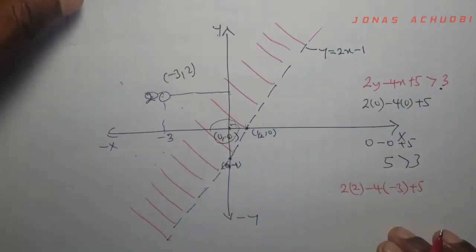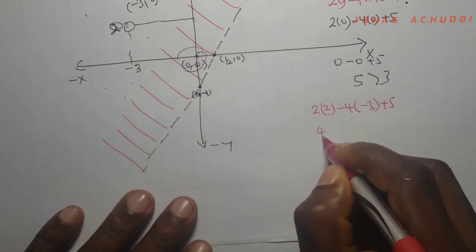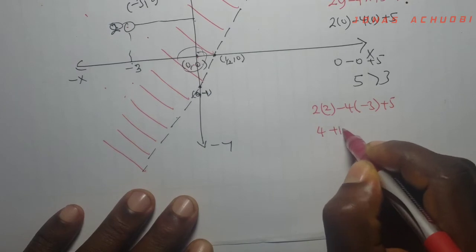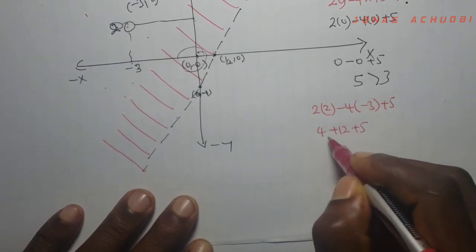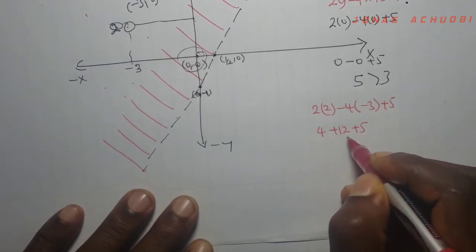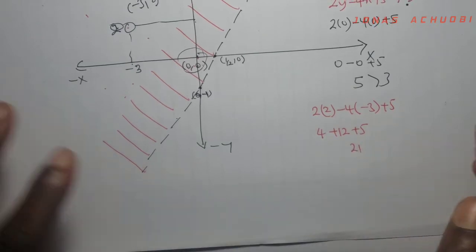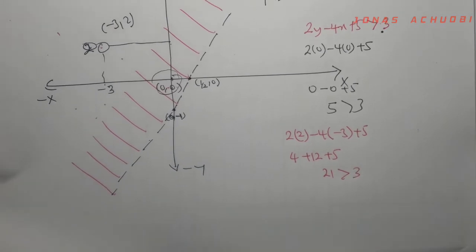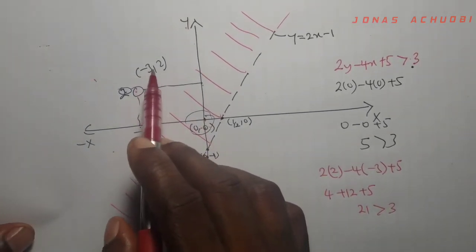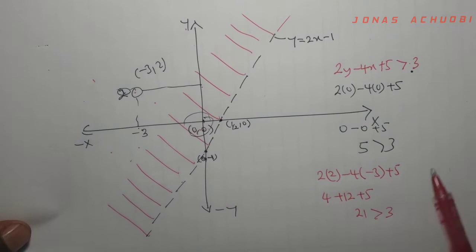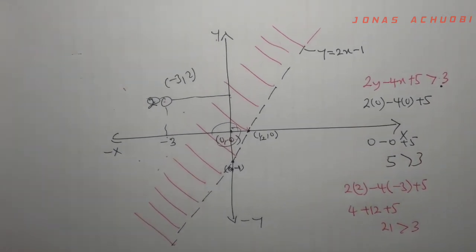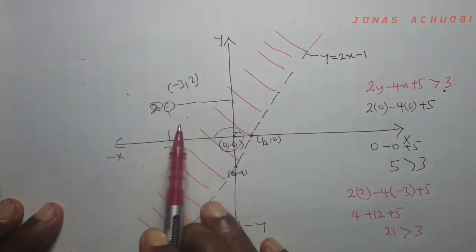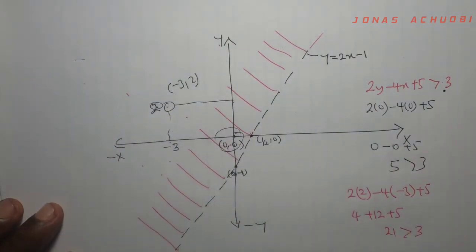Let's see where it takes us. 2 times 2 is 4, minus 4 times minus 3 is plus 12, plus 5. So 4 plus 12 is 16, and 16 plus 5 is 21. And once again, 21 is greater than 3. So the point we've taken, minus 3 and 2, is another point that satisfies the inequality. And of course, any point you pick in this region will satisfy the inequality.